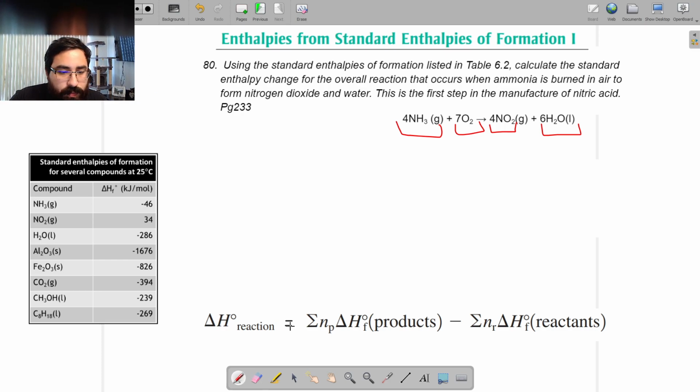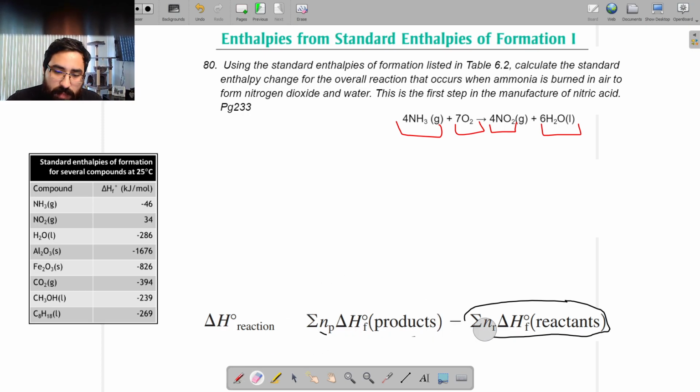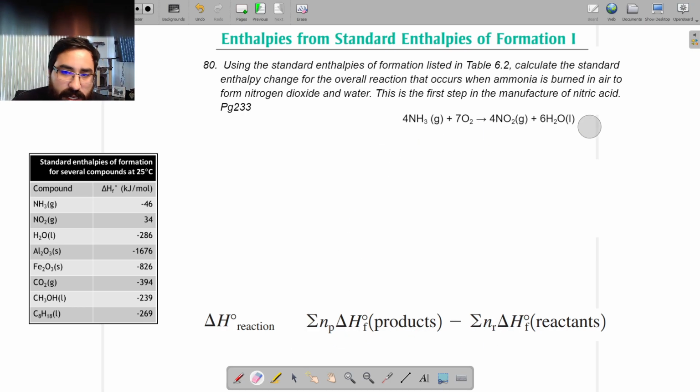So, what does this sigma mean? That sigma is the sum of. So the sum of all the delta H's from your products minus the sum of the delta H's of all your reactants. So products minus reactants. Well, what does the little n mean? The n means moles. The moles of products, the moles of reactants. That's what the P and the R stand for. So let's break this apart and let's start off with the products.